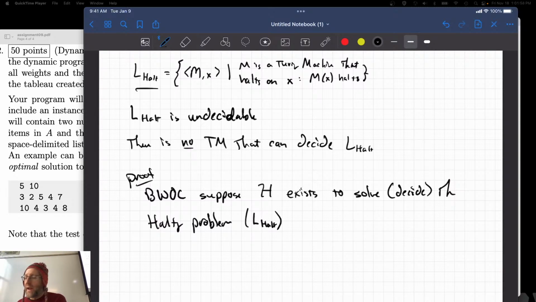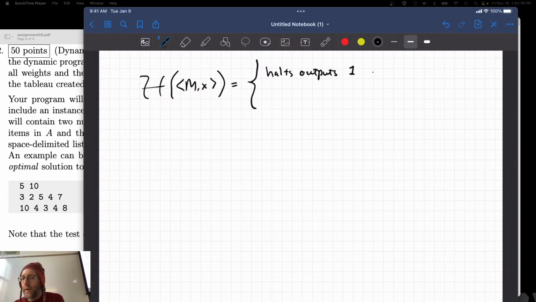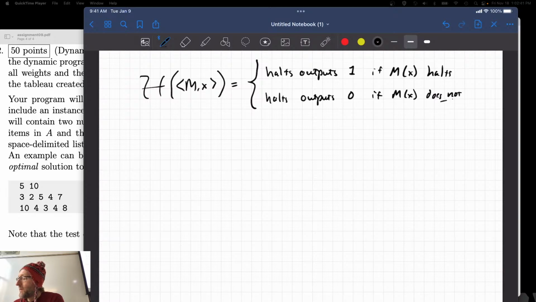Right? In other words, what H does is as follows. H on input M and X, it looks at this input and it will halt and output 1 if M on X halts. 1 being true, right? It accepts that string. It halts and outputs 0, false, if M on X does not halt. In other words, it says, if you run M on X, it's going to result in an infinite loop. Don't try it, right? It's going to say it's not going to halt, okay?